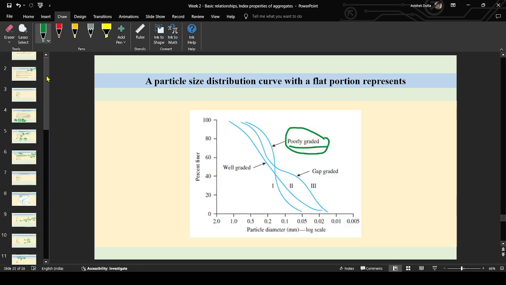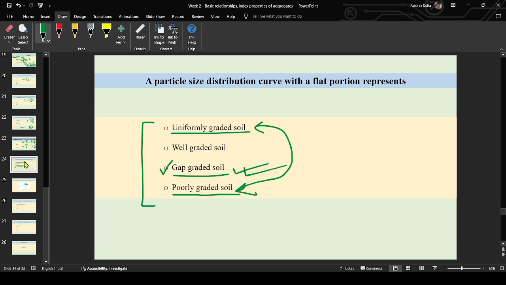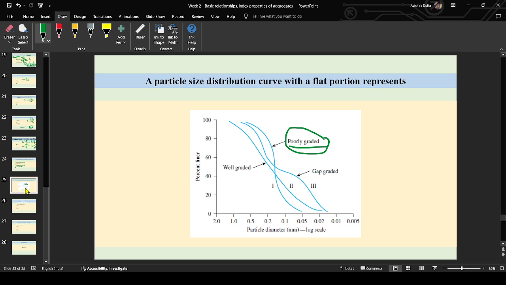And there was an extension of the same question, sir. In gap graded soil, in the question you have mentioned a flat portion. Do you have a limitation of how many flat portions there should be? Should it be one, two, three, or a minimum of something like that? I don't think there are limitations. In field conditions, if you collect a soil sample and you see that from this part till this part is absent, missing, it will be gap graded.